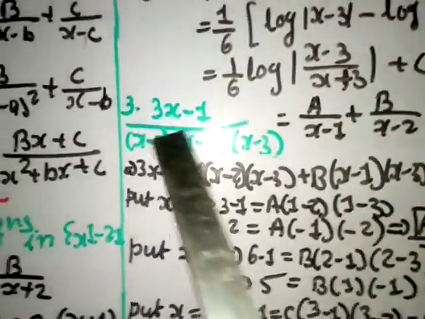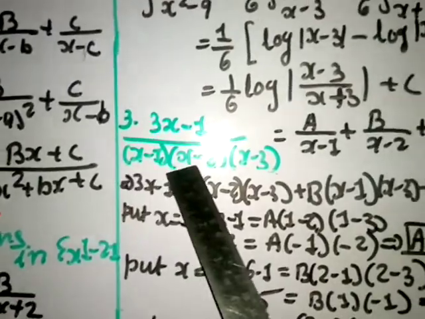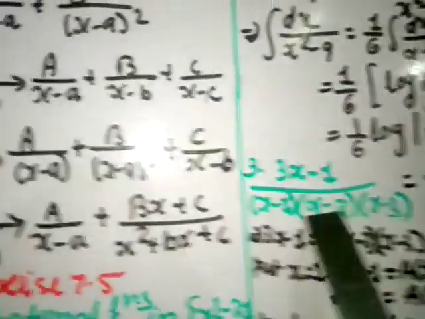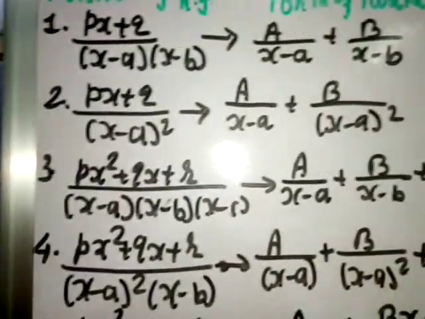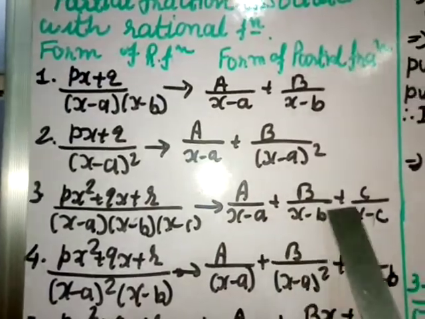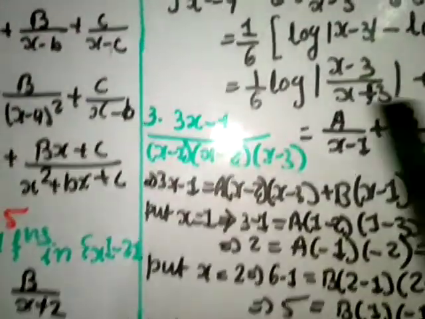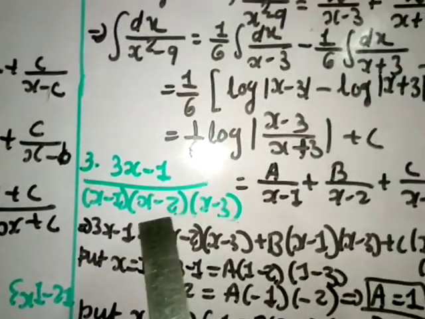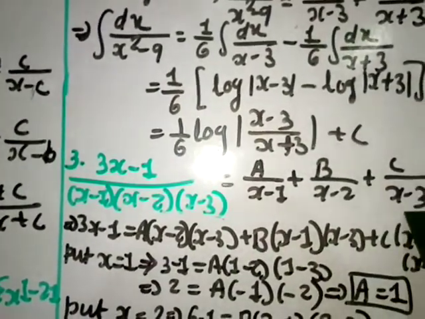Question number 3. (3x minus 1) divided by (x minus 1)(x minus 2)(x minus 3). Now here you can take this form. See, here 3 factors are there, then you take a by the first factor, b by the second, c by the third. So I can take directly a divided by x minus 1, this first factor, plus b divided by x minus 2 plus c divided by x minus 3.